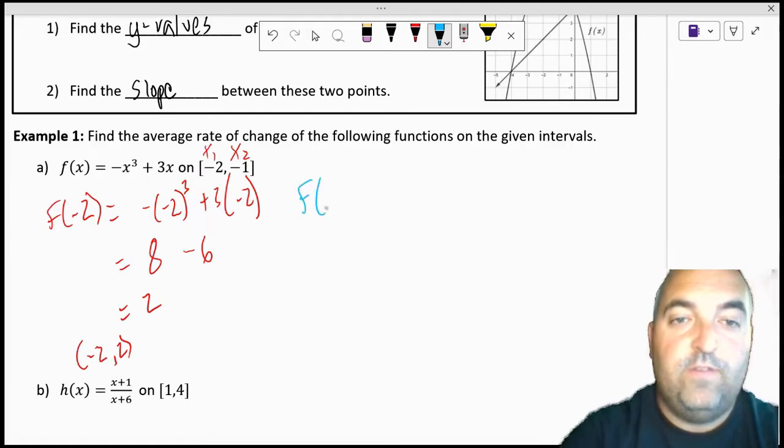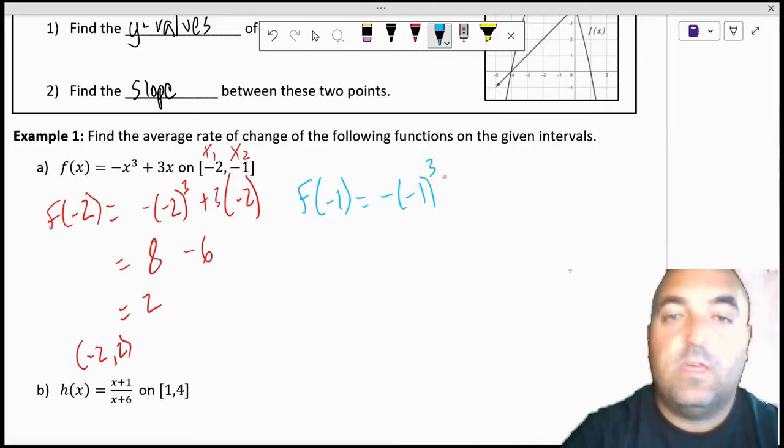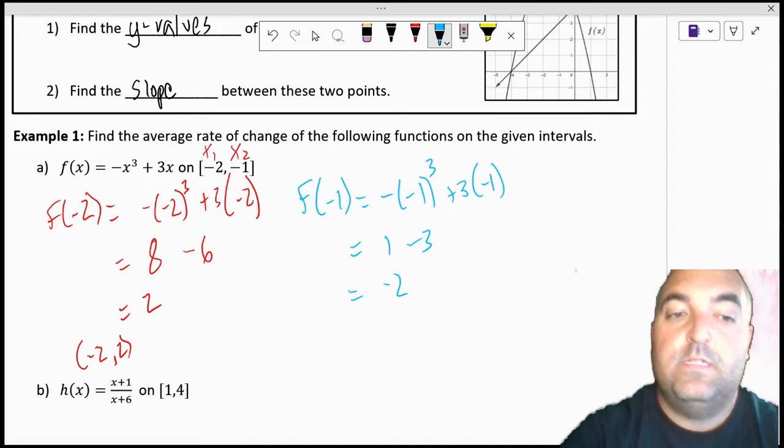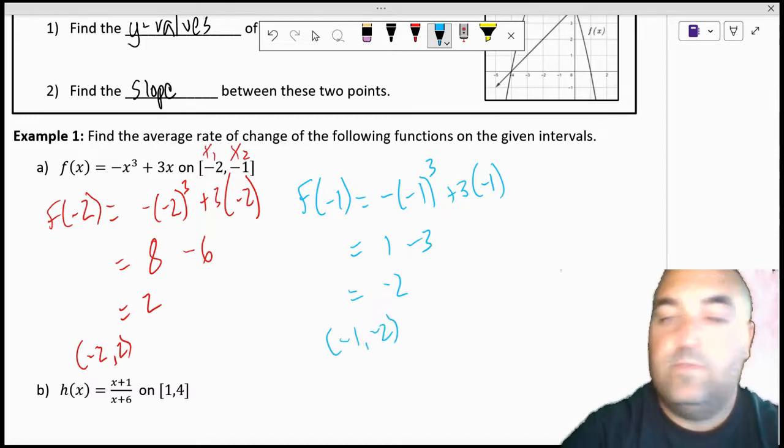And now let's do the same thing with -1. So we're going to go f of -1 equals, and again, just be careful with your negatives here. So -1 to the third is -1, but we have an extra negative, so that's +1. That's going to make that -3. 1 minus 3 is -2. So our second point is -1, comma, -2.